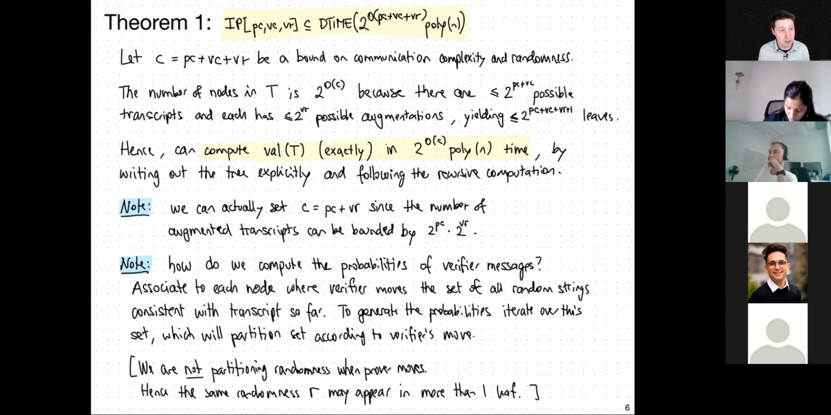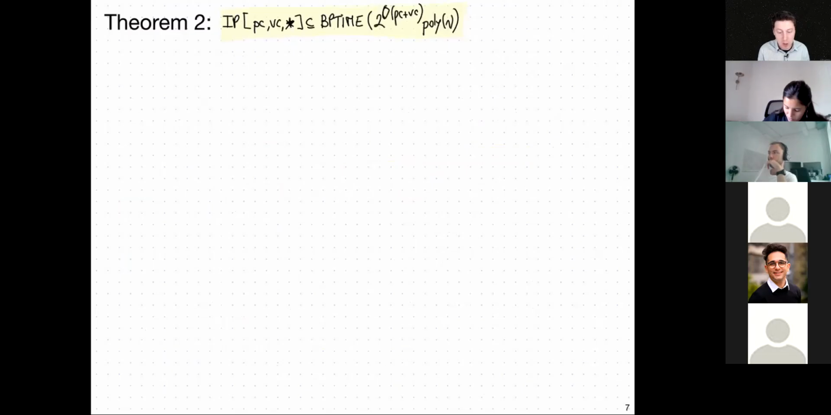Okay, so now we're going to go to theorem 2. The main difference is that we are no longer going to assume that we have any bound on the verifier's randomness beyond some polynomial bound. Of course, it's going to be something polynomial, but we don't know what it is. It's not something that we consider to be small.